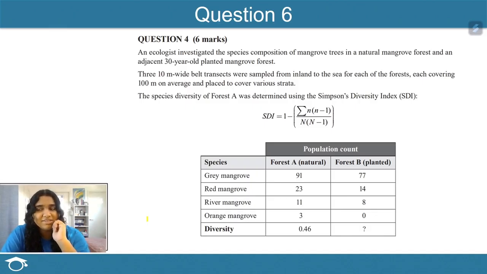The good thing about biology is that because they don't give you a formula sheet, any necessary formulas that you need to know will usually be given to you in the question itself. And here's your population count. Forest A is our natural forest, with 4 different types of species: grey mangrove, red mangrove, river mangroves, and orange mangroves. Part A requires you to calculate the SDI for Forest B, and this is a 2-mark question of the 6 marks. So please pause, give yourself 2 minutes to answer this question, and I'll go through the answer now.